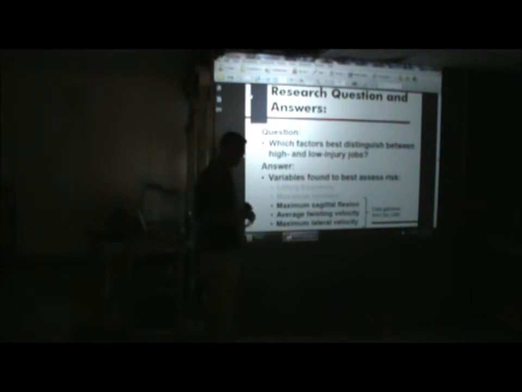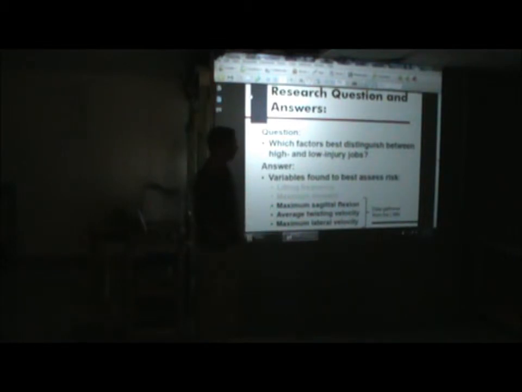And you'll see with the software you have to input this information. Maximum sagittal flexion, which I told you is how much forward bending they're doing, is collected with the lumbar motion monitor. You don't have to do anything, it's tracked there. Average twist velocity and maximum lateral velocity. Those five things predicted risk the most.